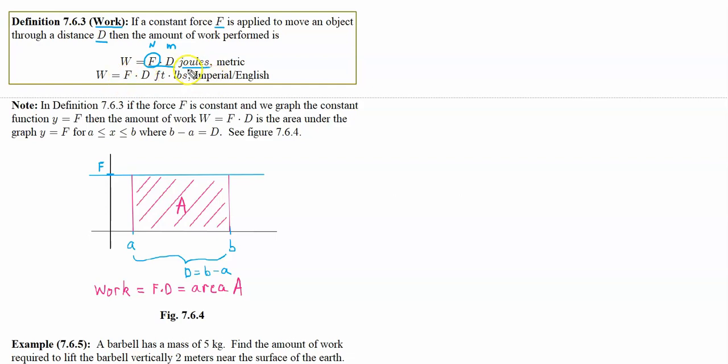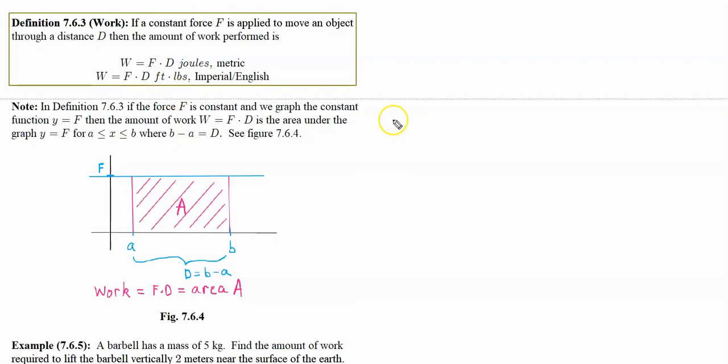Now in the English system or imperial system, work is still force times distance, but the units are a little different. In the English system, force has units of pounds, and distance is oftentimes measured in feet, so usually in the imperial system, work is going to have units of feet times pounds, or foot-pounds. Now let's note something important about this definition.